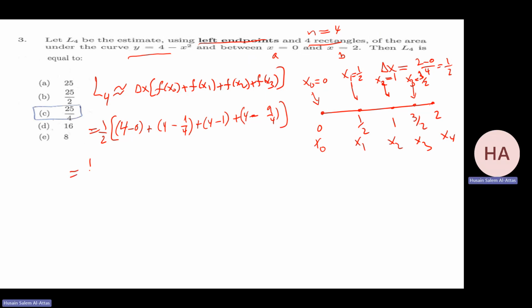That's all. So that will be half times what? Yeah. 4, 4, 4, 4. This is 16 minus 1. That will be 15 minus 10 over 4. 10 over 4, which is 5 over 2. Okay. So that will be what? Half times 30 minus 5, 25 over 2. That gives me 25 over 4, which is this one.